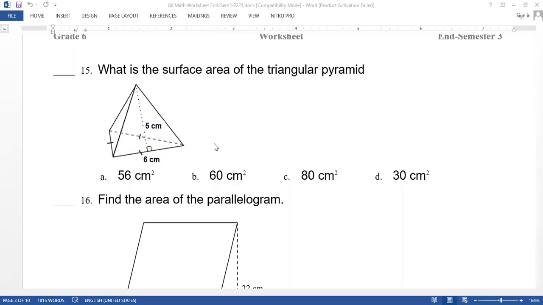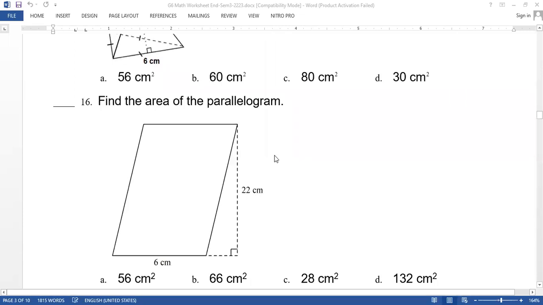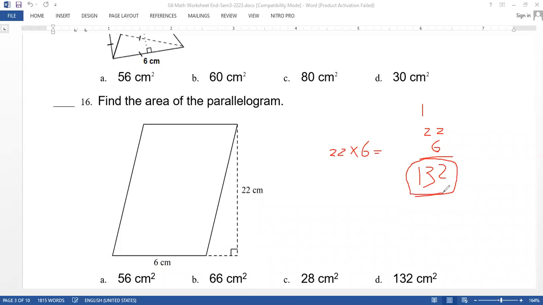Next question. Find the area of the parallelogram. Directly, guys, as we mentioned before, multiply the base 22 by 6. For the guys who are still suffering in multiplying, multiply normally. 22 and here 6. 6 multiply 2 is 12. 6 times 2 is 12 plus 1 is 13. So the answer is 132 centimeters squared.